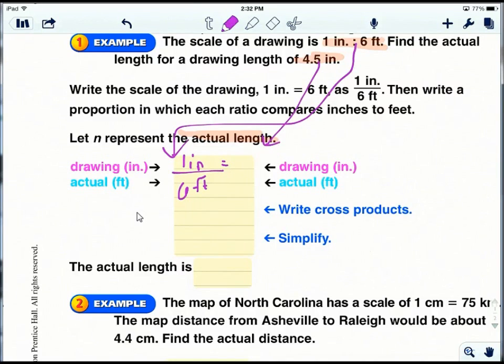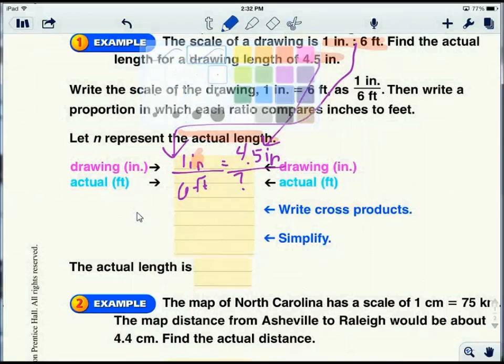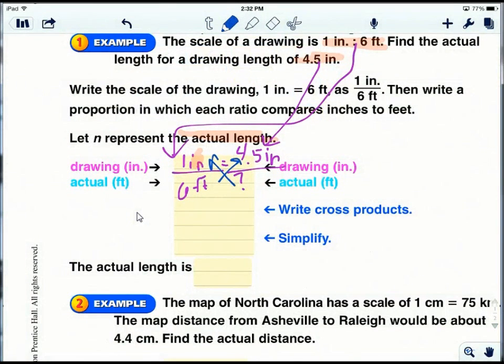Now, you need to ask yourself, should it go on the top or on the bottom? Well, just like we've been seeing, guys, if we have inches on top, then on the other side, we need inches as well. So it would be 4.5 inches over question mark. We don't know. It could be an X, a Y, we don't know. So now we can do cross products like we've been doing with proportions, guys. We're going to use proportions for a lot of things. So we do our cross products. 1 times a number is 4.5 times 6.